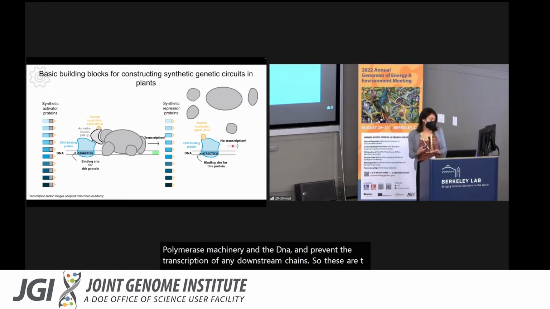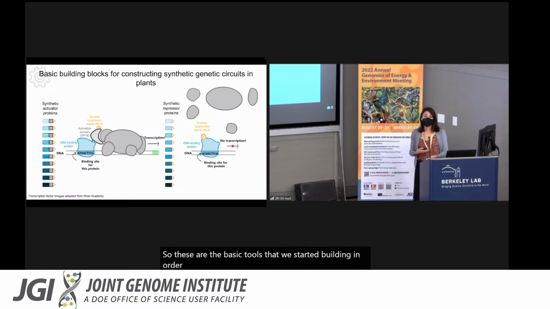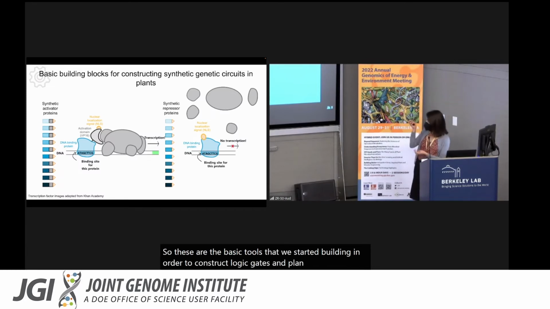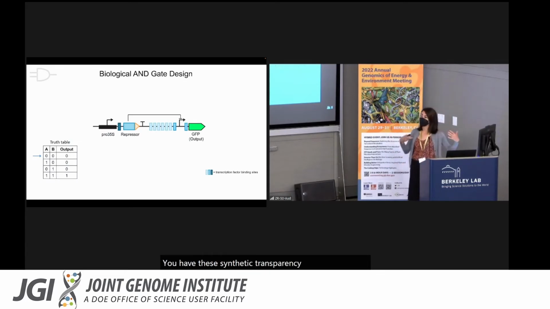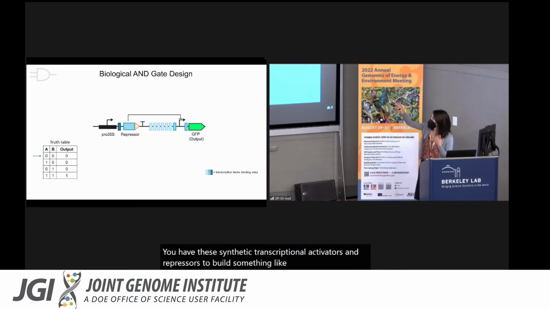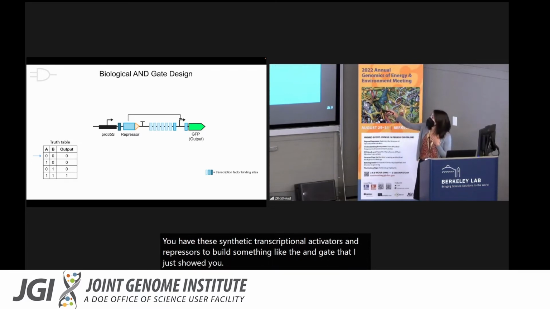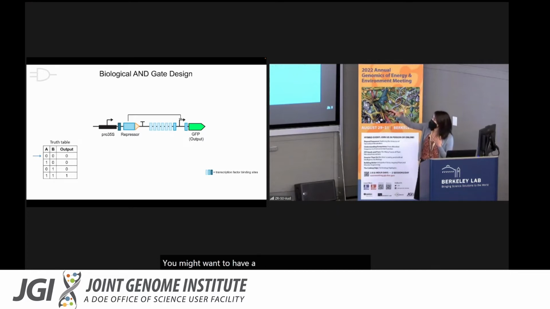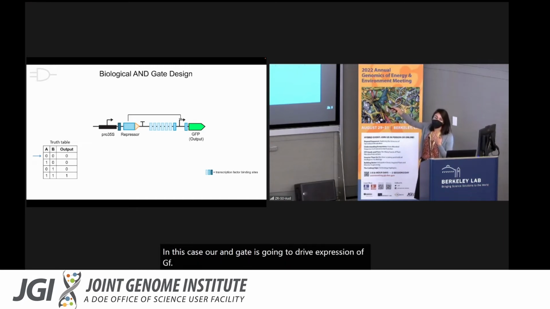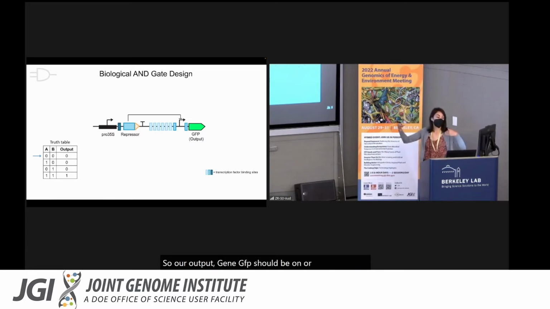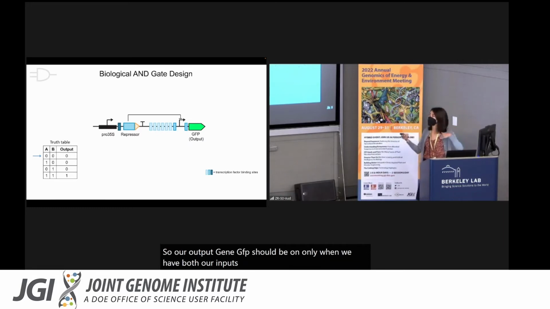So these are the basic tools that we started building in order to construct logic gates in plants. Just going to show you how you might use them in order to build a logic gate, right? You have these synthetic transcriptional activators and repressors. To build something like the AND gate that I just showed you, you might want to have a synthetic promoter that has binding sites for multiple synthetic transcription factors in it. In this case, our AND gate is going to drive expression of GFP. So our output gene GFP should be on only when we have both our inputs present in the plant cell.